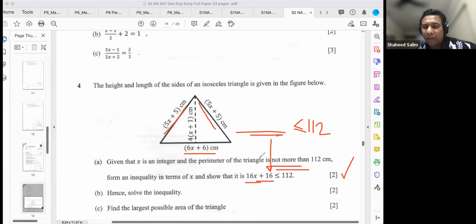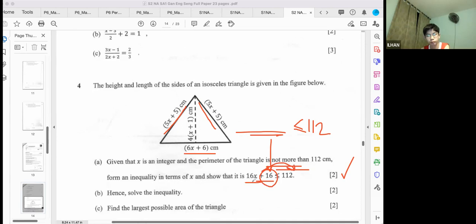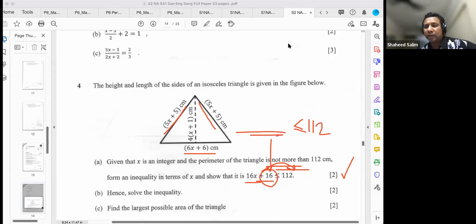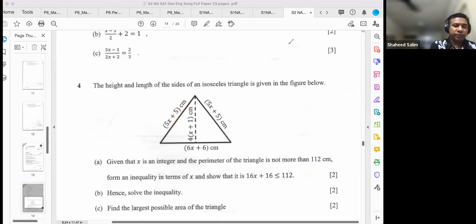Now they ask you to solve the inequality. Bring this over down there, and then after that, find out what is x. You understand that one? What is x? 6. Hold on. You get 112 minus 16, is it? Minus 16, and then divide by 16. So, okay, how do you write the answer then? Down here, how do you write the answer? You write the answer x equals to 6.